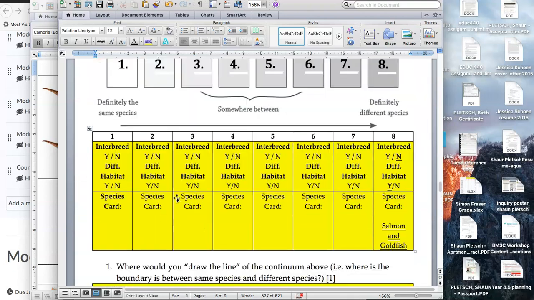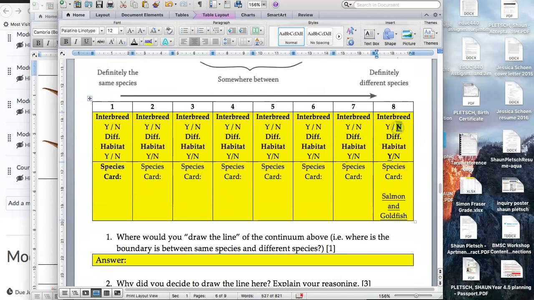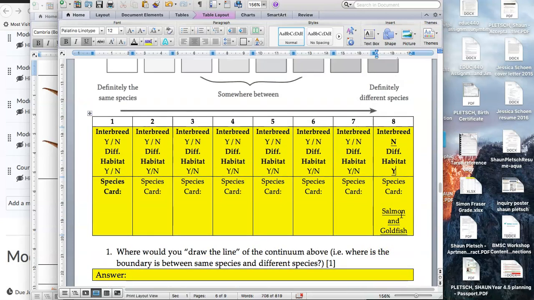So I've given you this one as the example. I've highlighted N for no, they don't interbreed, and Y for yes, it's a different habitat. You may just do something simpler like delete the letters and just leave what it is. And then you write the 2 species here. When I said there could be some very wrong answers, that means when things are definitely different species, like this one, it's a dead giveaway, and if you say they're the same species, salmon and goldfish definitely interbreed, that's where the definite wrong answers can come.